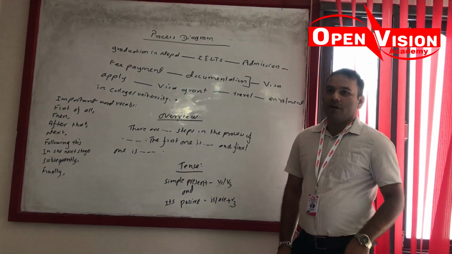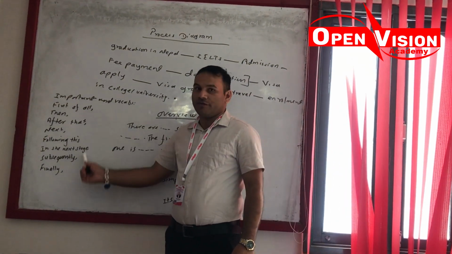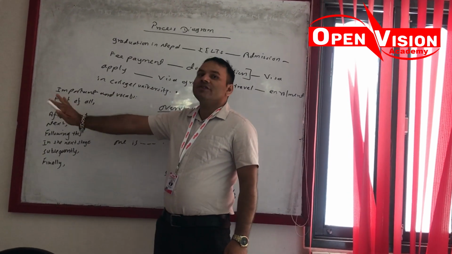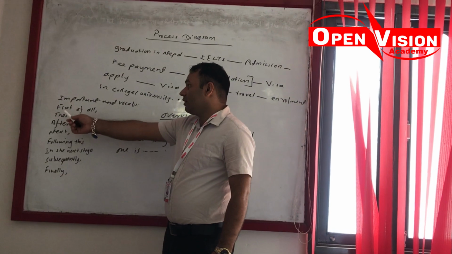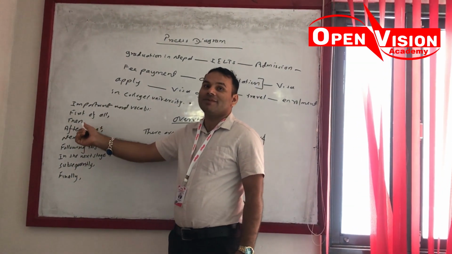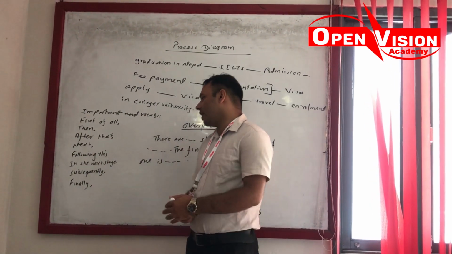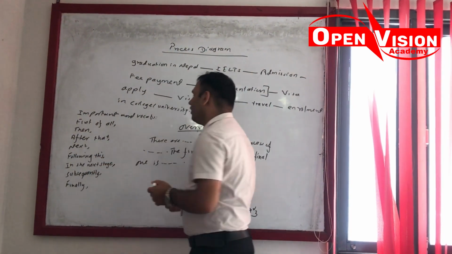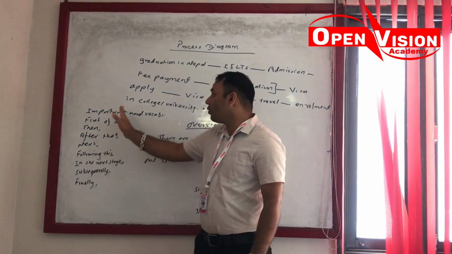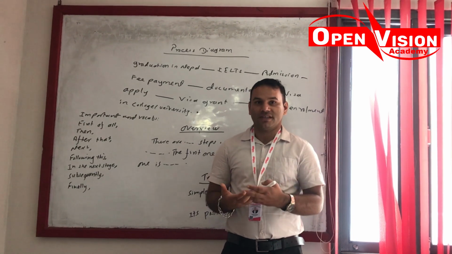Now let me talk about important vocabulary words. I have given important vocabulary here, just see those words. Could you please zoom this one. The first one is first of all. You have to start with first of all. Then after that you have then, after that, next, following this. You have to keep the comma. Following this, in the next stage, subsequently, finally. You can use those words in order to explain the figure or process.